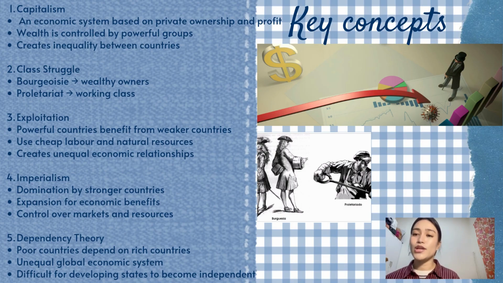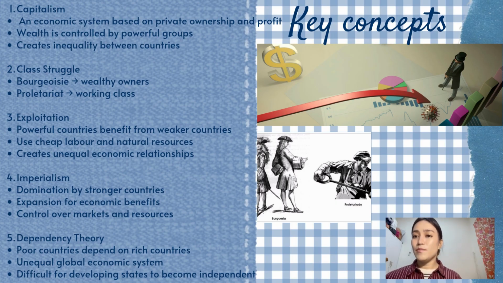Thirdly is exploitation. Exploitation happens when stronger countries or corporations gain unfair advantages from weaker countries. Marxists believe developed countries exploit poorer countries through unfair trade systems, low wages, and resource extraction. Developing countries often export raw materials cheaply but must import expensive finished products from the developed countries. This keeps poorer countries economically dependent.